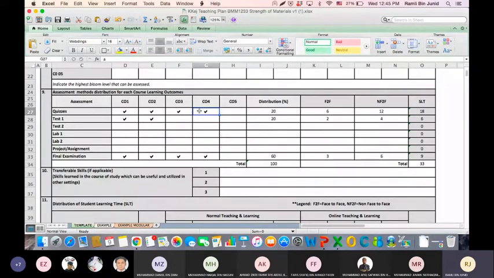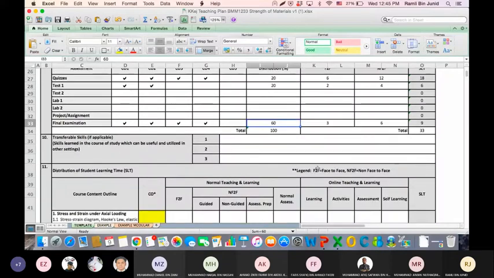Quizzes will help to boost your marks to achieve a higher grade. Quizzes will help a lot. And then you have test 1, which will cover CO1 and CO2, and it will carry 20%. So these are the marks that it will carry. And then we have the final examination, and it will carry 60%.